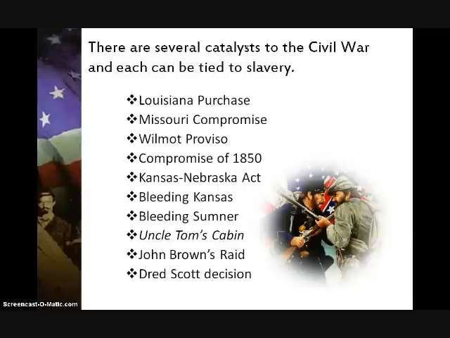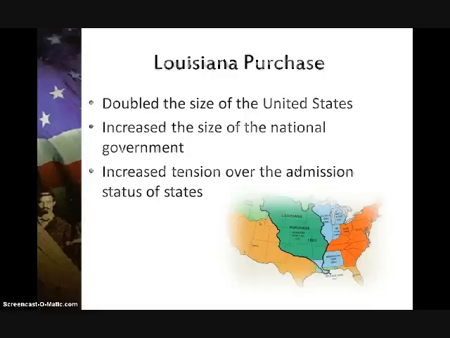Here are the several catalysts that we're going to look at. All of them, in some shape, form, or fashion, can be tied to slavery. Louisiana Purchase, Missouri Compromise, Wilmot Proviso, Compromise of 1850, Kansas-Nebraska Act, Bleeding Kansas, Bleeding Sumner, Uncle Tom's Cabin, John Brown's Raid, and Dred Scott Decision. All will lead to the Civil War. Let's see how. First of all, we've already talked about the Louisiana Purchase.